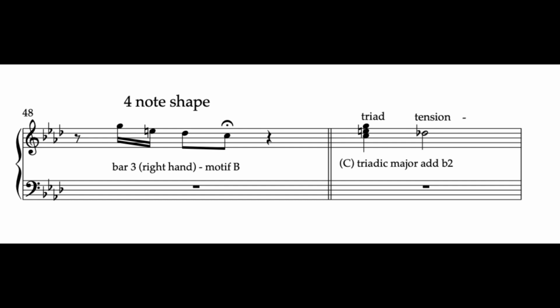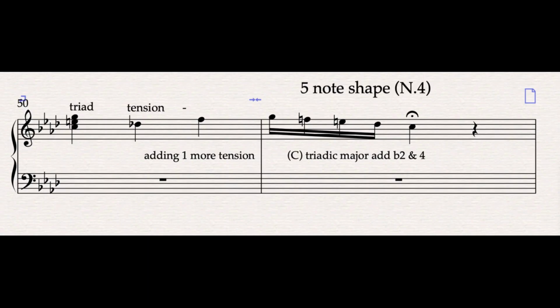As so far we have been considering 5-note shapes, we have the option to add a second tension to the 4-note shape and convert it into another 5-note shape. And by doing so, we obtain a triadic major shape with the addition of the flat 2 and a perfect 4 to the tonic of the shape, which is the note C.